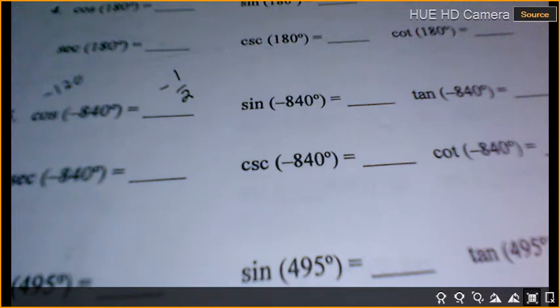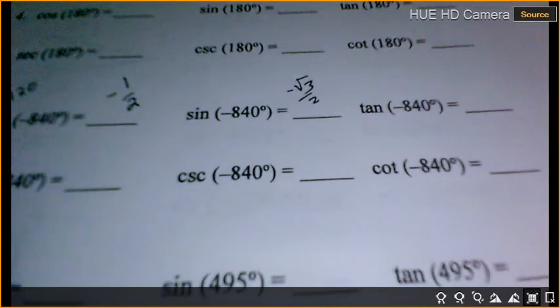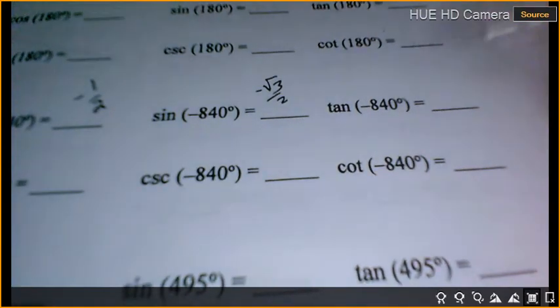So what's the sine? You're looking at 240. What's the sine there? -√3/2. And so my tangent is going to be what? A negative divided by a negative means it's going to be a positive √3, correct?